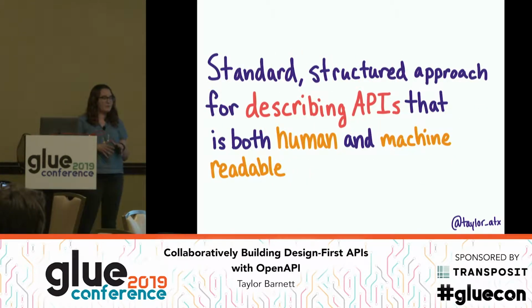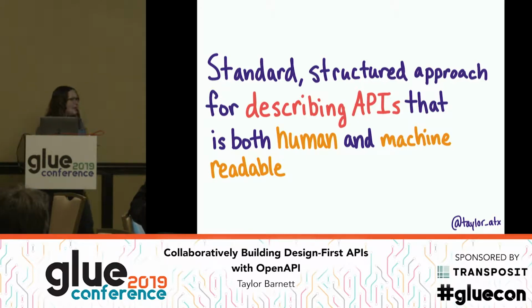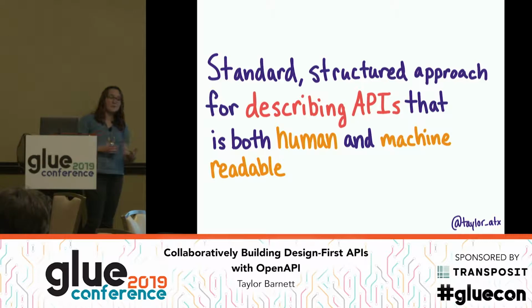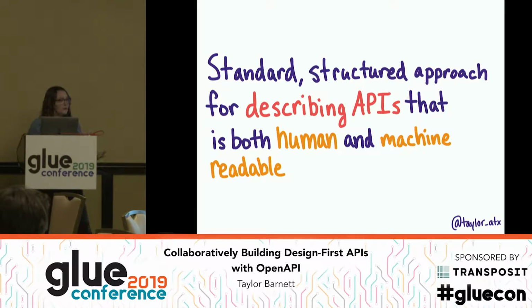But for those who don't know, although that's a smaller number, so this shouldn't be earth-shaking, it's a standard structured approach for describing APIs that is both human and machine readable. It's a description of specific properties that machines can process, and also a single source of truth that we can all build around. Initially, it was called the Swagger specification. It's now a vendor-neutral specification under the Linux Foundation, and Swagger is more a brand of tooling.